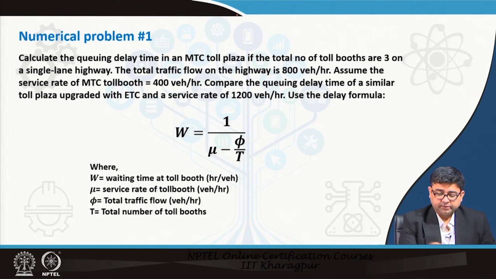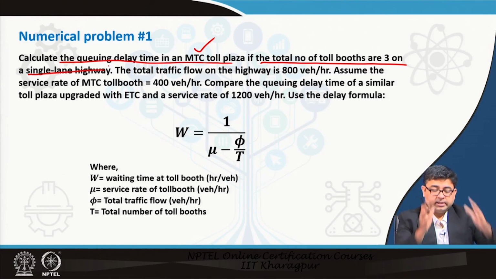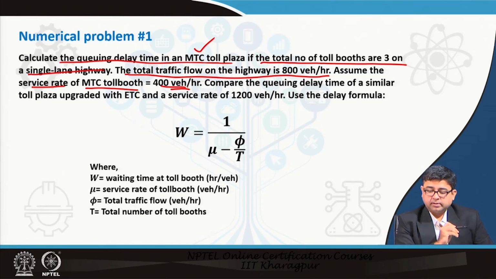Say you are given a simple problem and asked to calculate the queuing delay time at a manual toll plaza, where the total number of toll booths is 3 on a single lane highway. The total traffic flow on the highway is 800 vehicles per hour. Assume the service rate of the MTC toll booth is 400 vehicles per hour. So, there are 800 vehicles per hour coming, whereas the MTC toll booth service rate is 400 vehicles per hour.